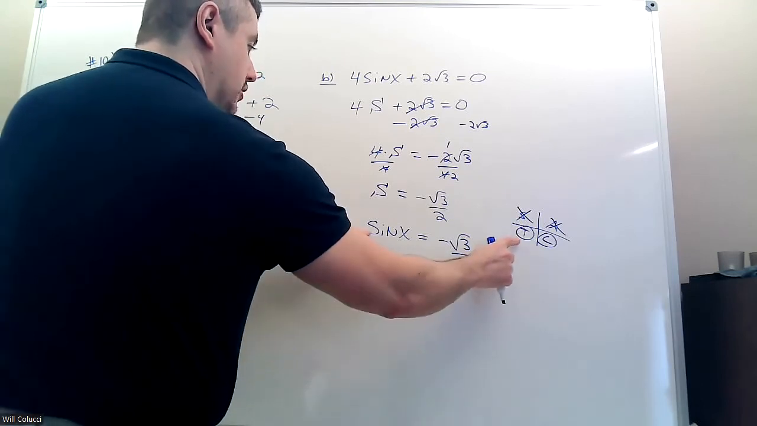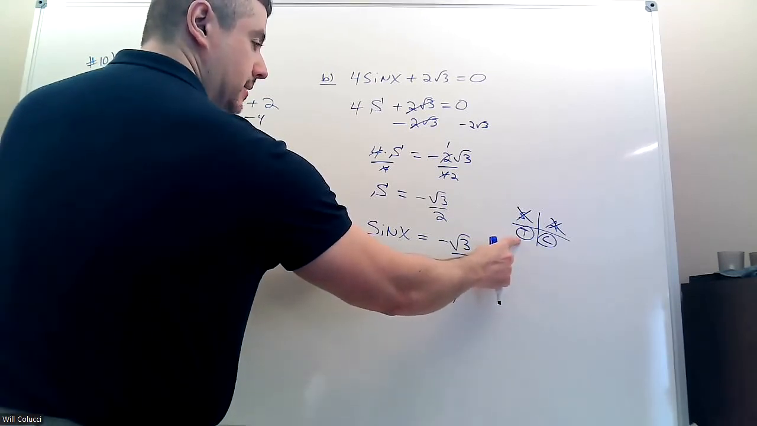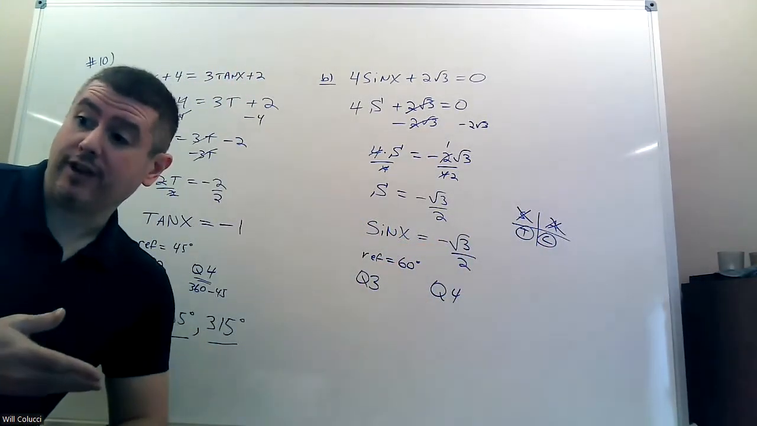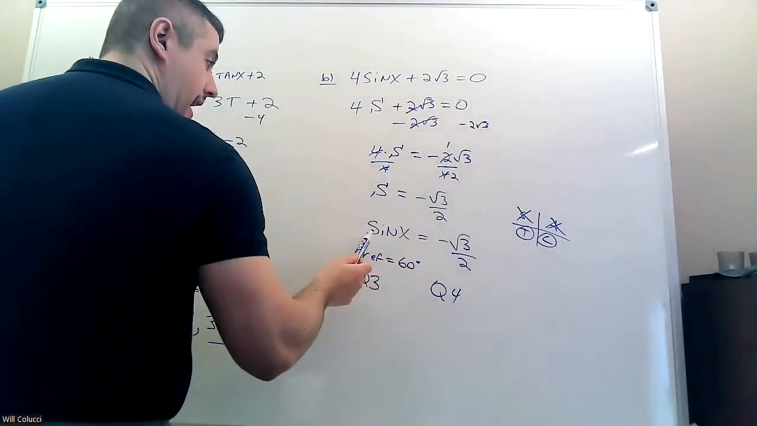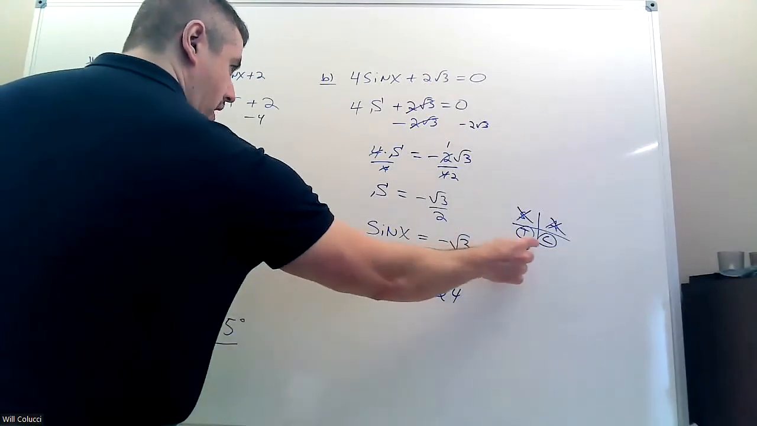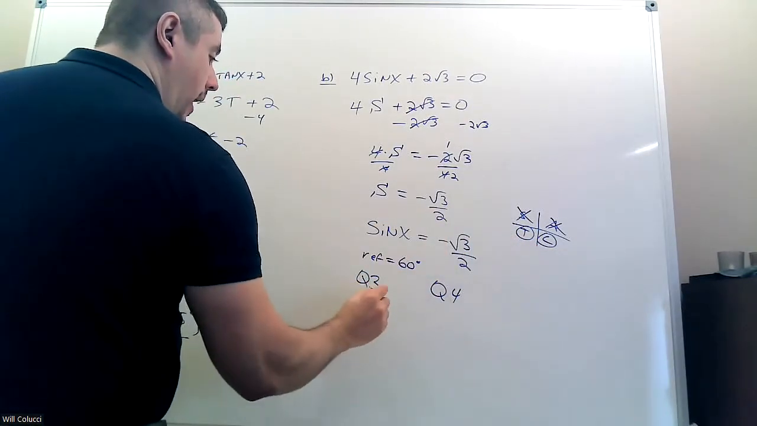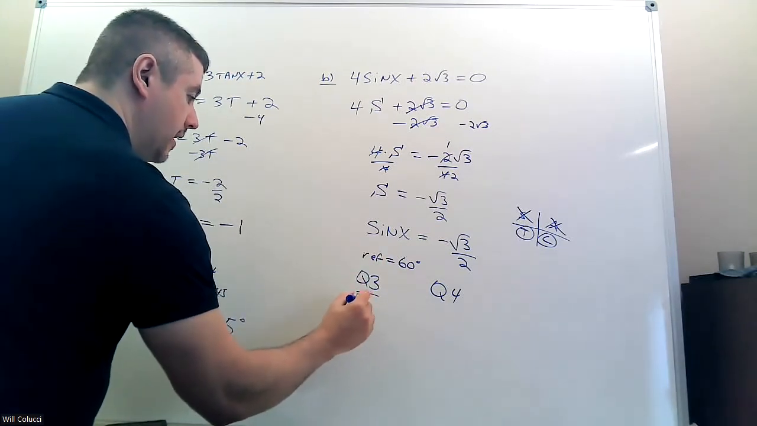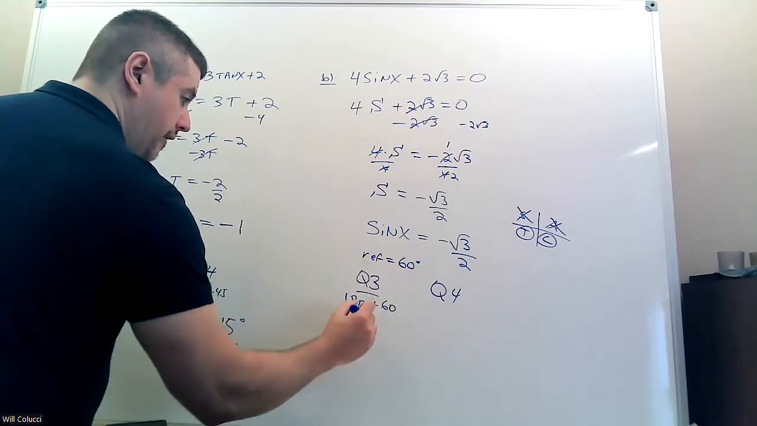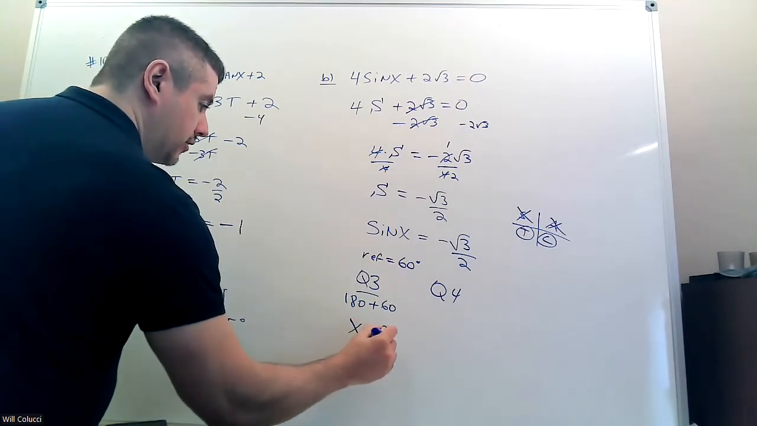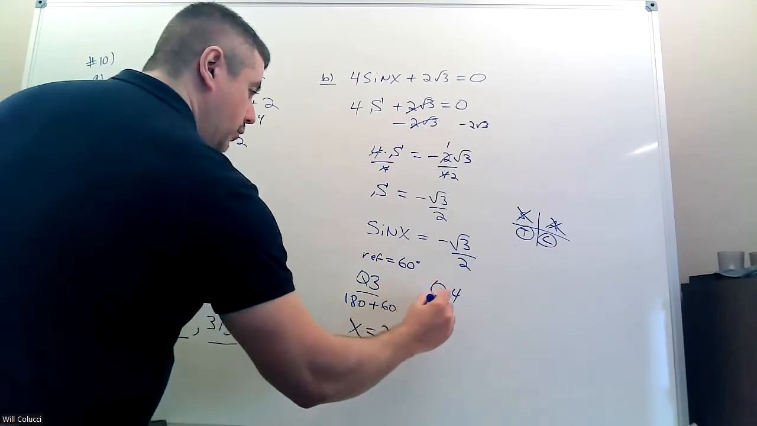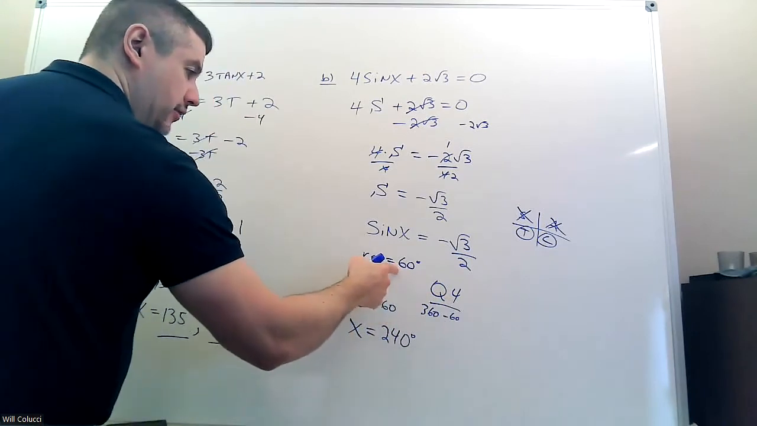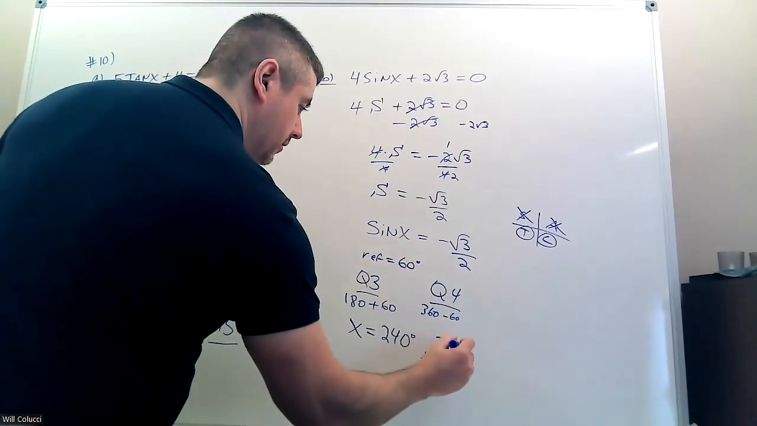Right? If the letters don't match, S and T, you're negative there. C and S, letters don't match. If the letters match, you're positive there. S, S, the letters match, you're positive. Letters don't match, you're negative. So in quad 3, you're going to take 180 and add the reference angle. So my first angle is going to be 240. And then we just did quadrant 4. We take 360 and we subtract our reference angle 60 and we get 300 degrees.